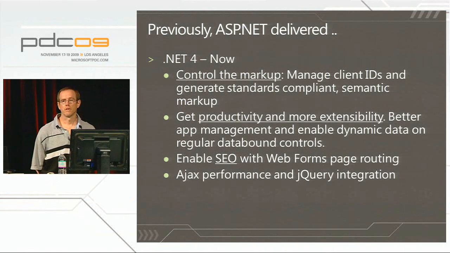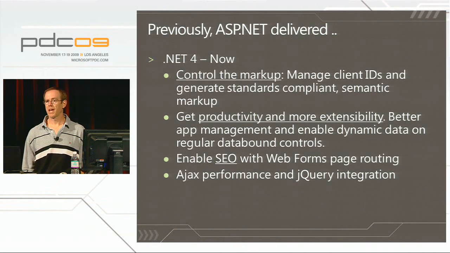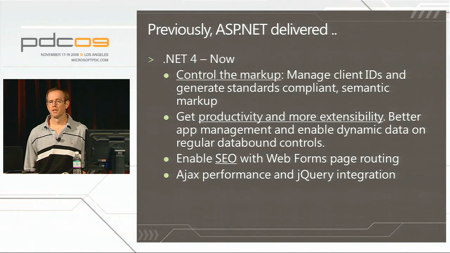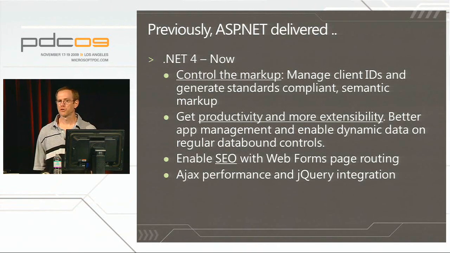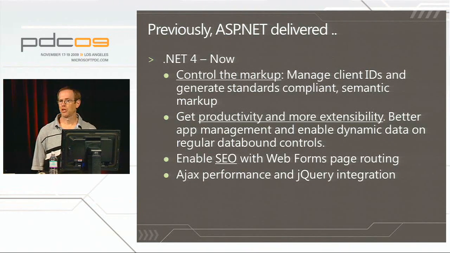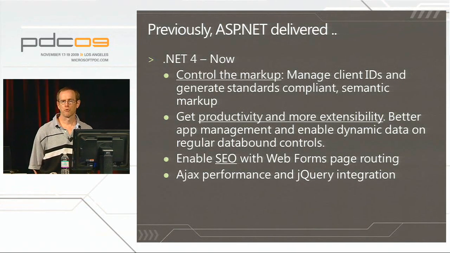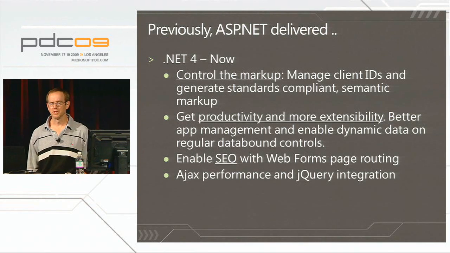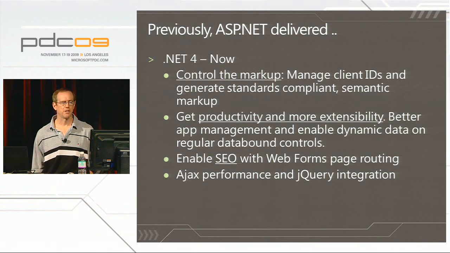In .NET 4, our big focus has been on improving the things we have had in the past. If you talk to our web forms customers, they want more control of their markup. One of the frustrations with web forms is that in many cases it emits markup that you don't have control over, and does things like generate client IDs that you have no control over. So our goal in .NET 4 was to give you a lot more control over that markup, and also make it semantic and make it something that would pass standards.